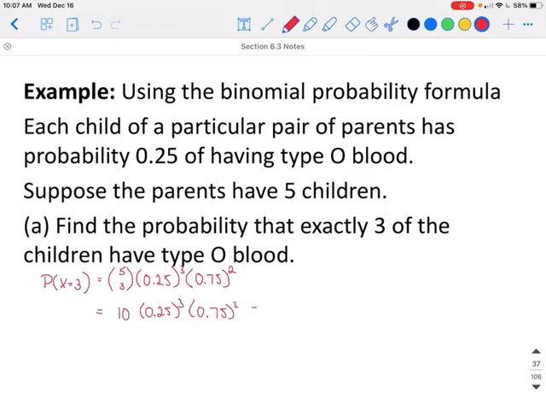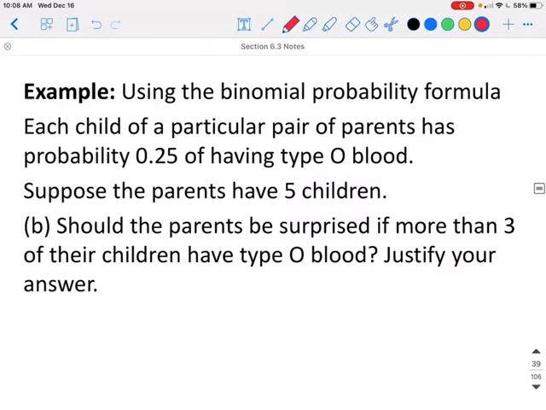So if you put that into your calculator, you are going to get that the probability is 0.08789, or the probability of having exactly 3 children that have type O blood is about 9%.